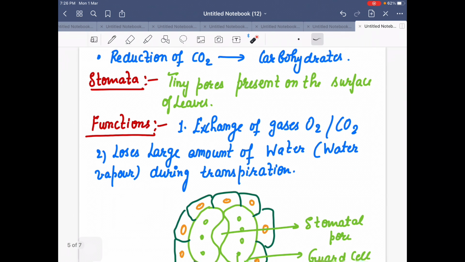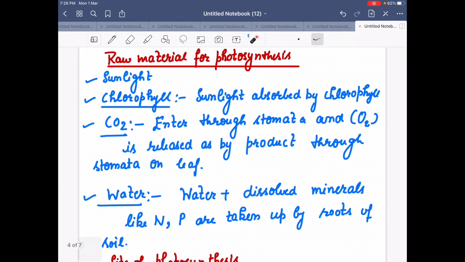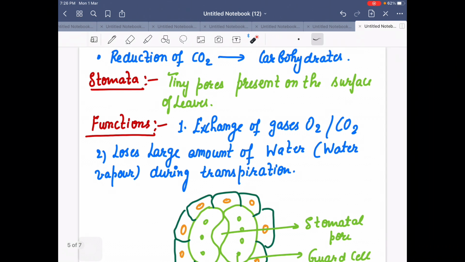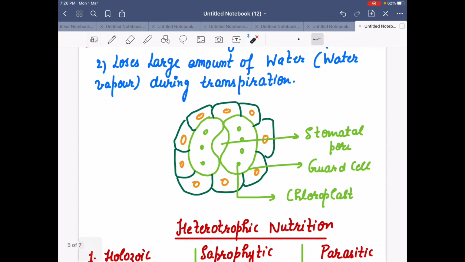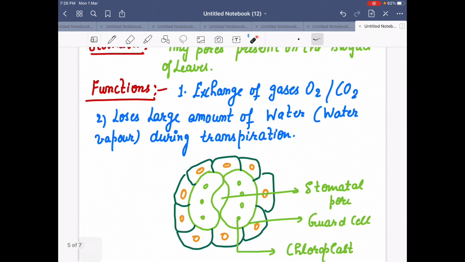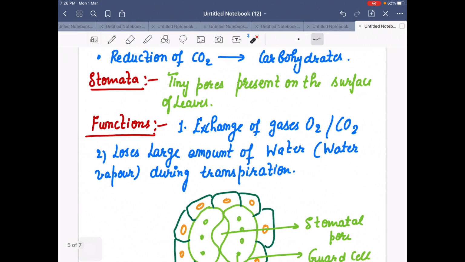So stomata: we are saying that CO2 is entering through the stomata. So sometimes in 3 marks or 2 marks, the question comes, what are stomata? Stomata are tiny pores, and we find them present on the surface of the leaf. This diagram is important, sometimes we have to draw it if the question comes in 3 marks. So here, they help in exchange of gases.